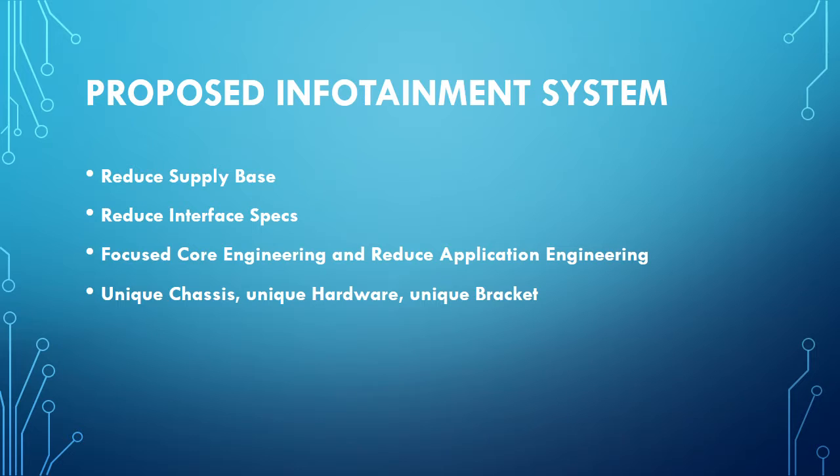There's also an opportunity to have savings because we have unique chassis, unique hardware, and unique brackets. So there's also savings on the piece cost and the weight. Obviously, we're going to have a lot of weight reductions and a lot of savings on engineering effort and commercial effort as well. So it's very possible that we're going to have a much better and effective design with the proposed infotainment architecture.